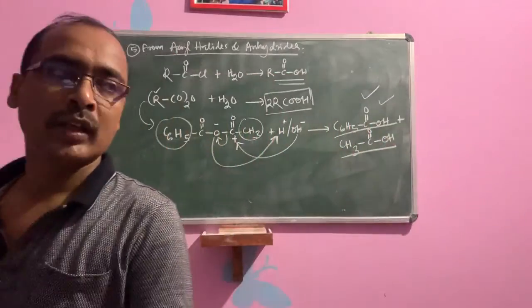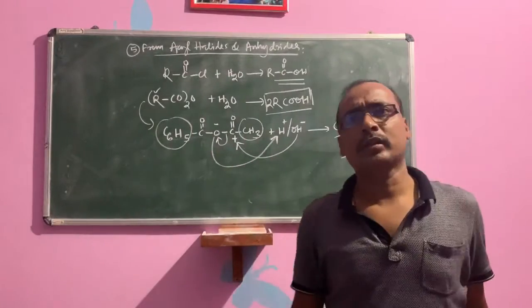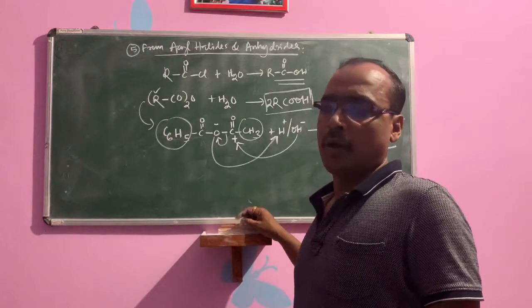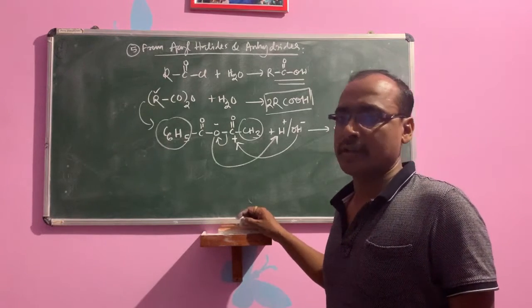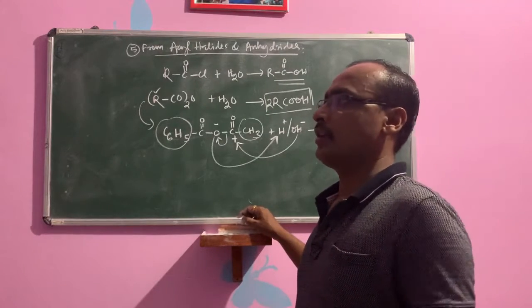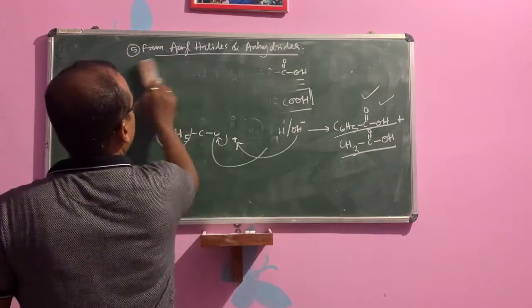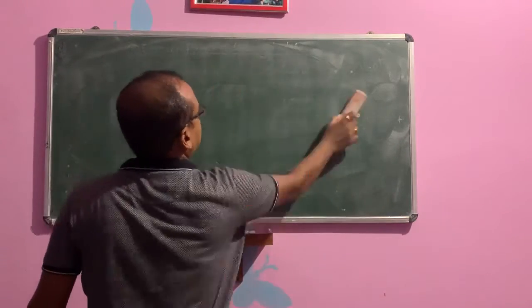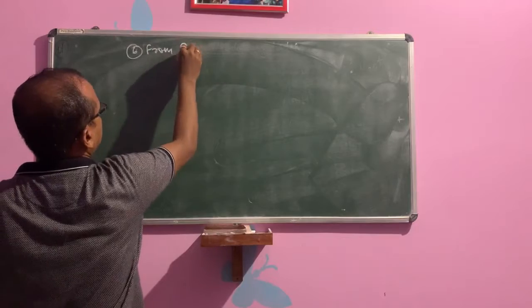Okay, good. So next one is from ester. In the previous class, in lower class also, in class 10, we have read that when an ester is treated with an acid, it forms a carboxylic acid and alcohol. If an ester is treated with a base, you can take an alkali, that is sodium hydroxide, then it will form sodium acetate or sodium carboxylate and alcohol. So this is from ester. Sixth preparation, from esters.